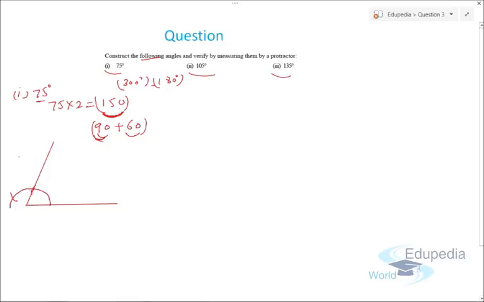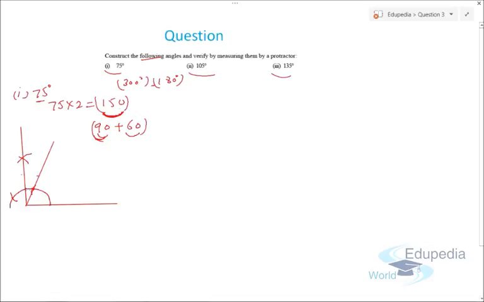So we draw one arc like this from this point, and from this point we draw another arc, and we need to join these points. So let's say we get an angle like this. So let's say this is 90 degree now. Now we need to bisect 90 degree angle and 60 degree angle, right? So this means we need to bisect this part.